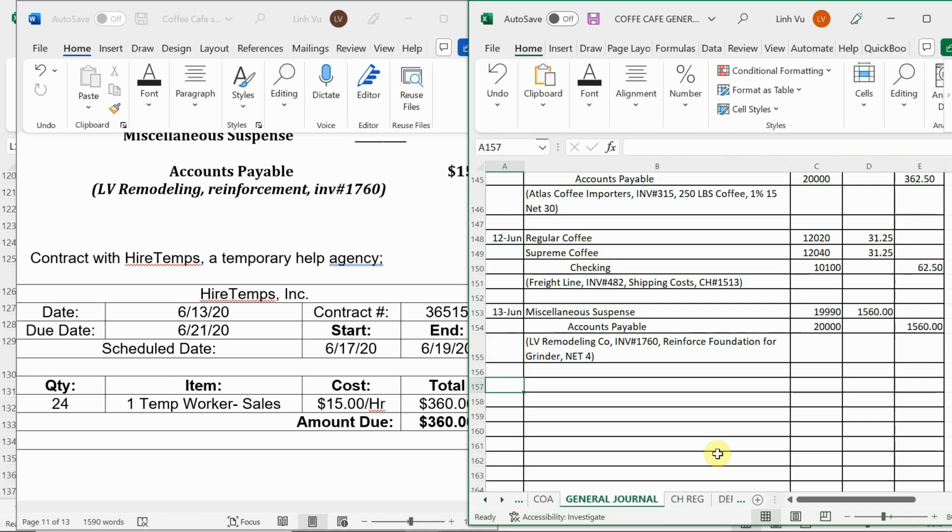Has the job been done yet? Nope. So in this case, yes, we owe the money. However, the work has not yet been completed. Can you pay somebody in advance for work that hasn't been completed?